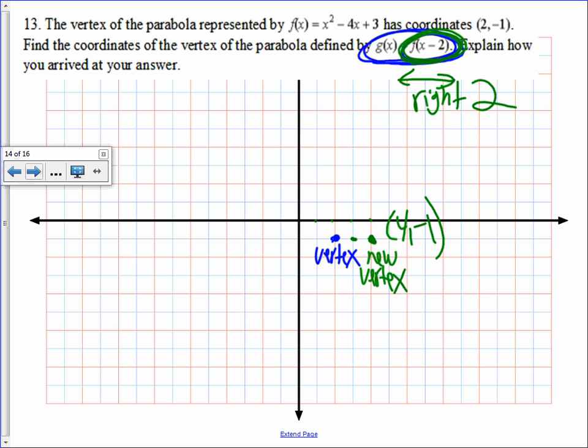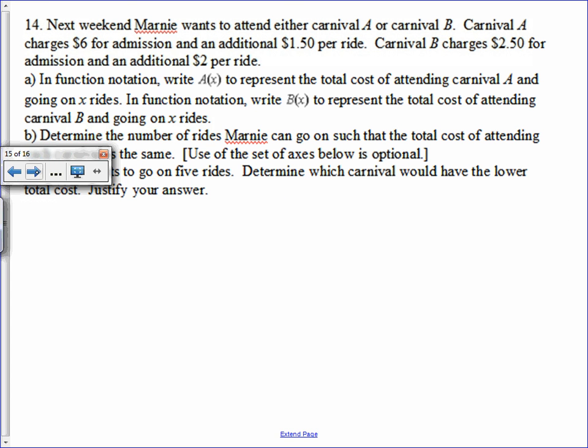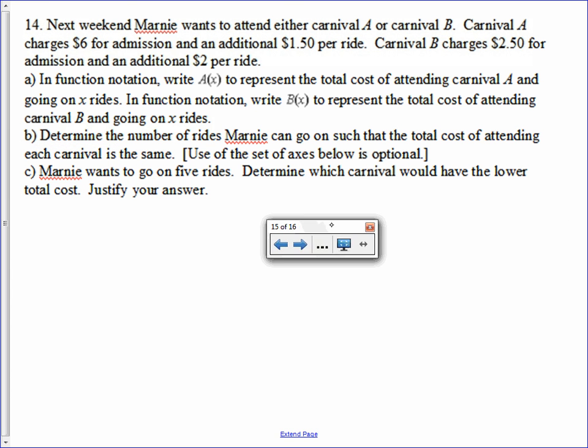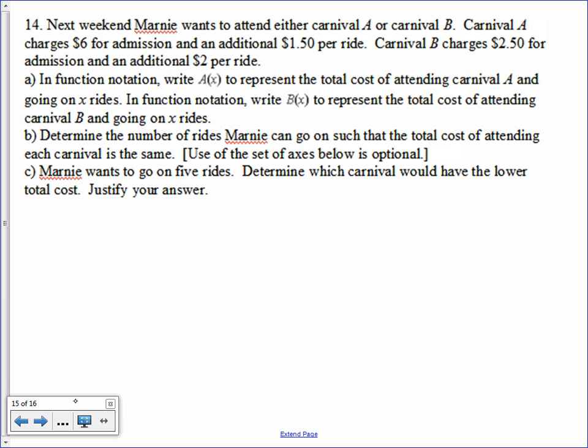Understand and know how your transformations of functions work. You have a whole page in your key understandings on that. We're up to the last question. Word problems. So again, I'm going to break it down one sentence at a time. Next weekend, Marty wants to attend either Carnival A or Carnival B. Anything mathematical? No. I don't really care what Marty wants to do, but I'm going to read it out anyway.